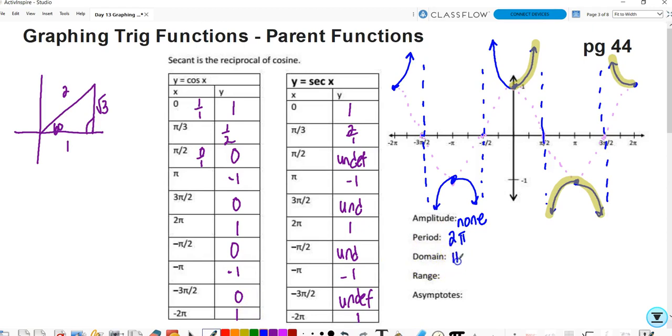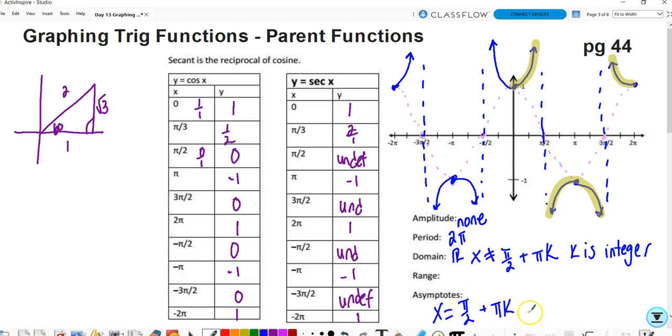The domain, we're going to go with all reals. X cannot be, and I'll pick this first asymptote to start, pi over 2 plus. How long in between the asymptotes is pi. We need multiples of pi, so we'll go pi k, where k is an integer. That means my asymptotes are x equals pi over 2 plus pi k, where k is an integer.